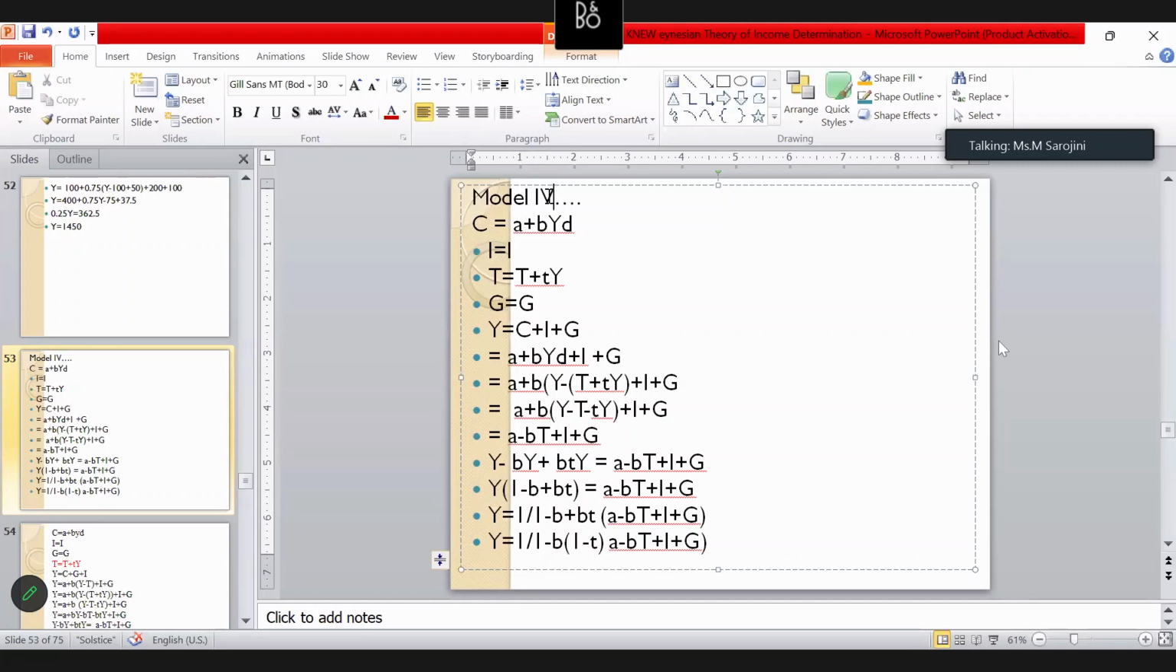With the previous information again, C is equal to A plus BYd, right? I is equal to I. Here, we consider tax as a function, that T is equal to T bar plus tY. Government expenditure G is equal to G. Again, the equilibrium level of income is Y, that's equal to C plus I plus G.